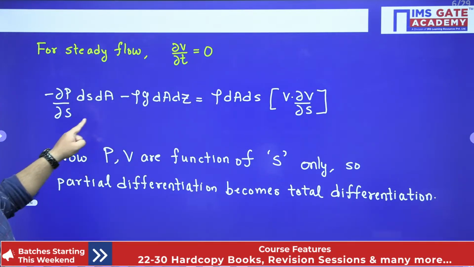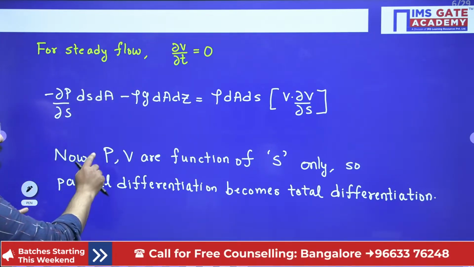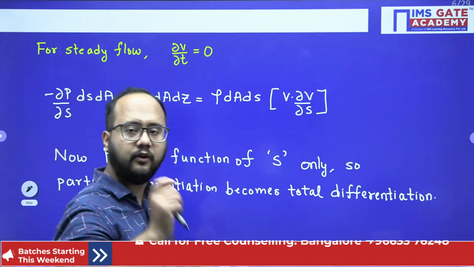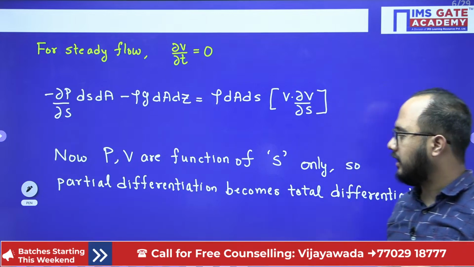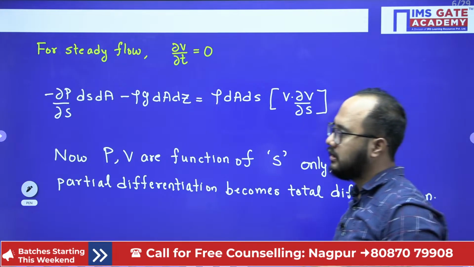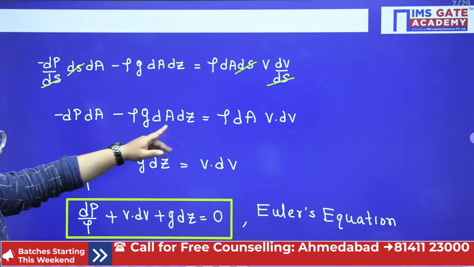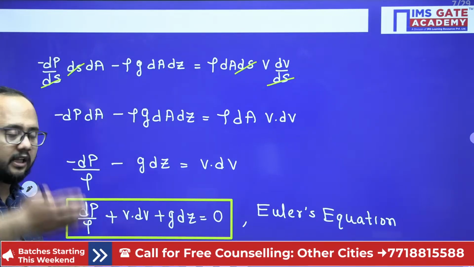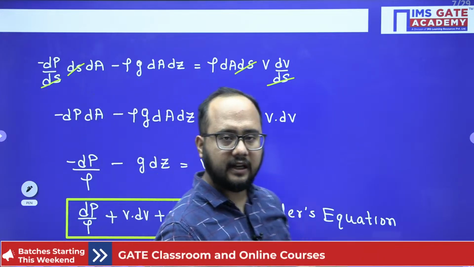Then, because of this condition only, pressure and velocity are functions of space. Now our pressure and velocity become a function of a single variable. That is the important point here. Because of that, the partial differentiation becomes total differentiation. And if you observe, the ds terms cancel out from the whole equation, and we get terms in dz, that is the vertical height. So this is our Euler's equation. Finally, we have derived our Euler's equation.